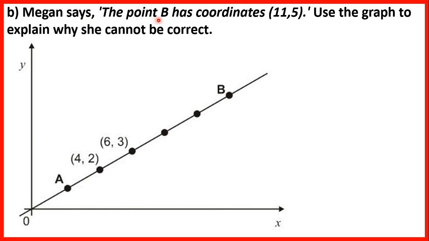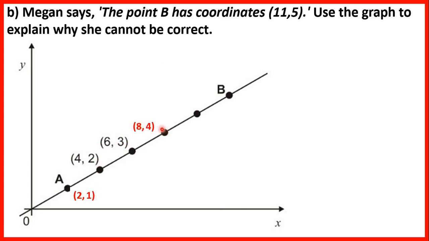Megan says the point B has coordinates 11, 5. Use the graph to explain why she cannot be correct. Well, we've just found that the coordinates for A are 2, 1. Then we have 4, 2, 6, 3. So we can see the pattern here. The x-coordinate is going up in 2s and the y-coordinate going up in 1s.